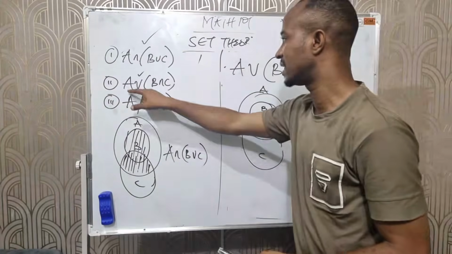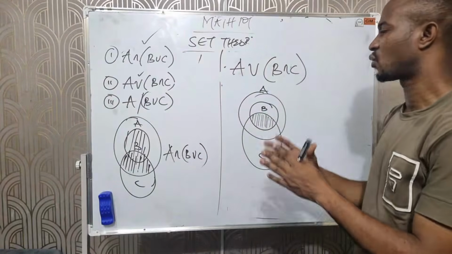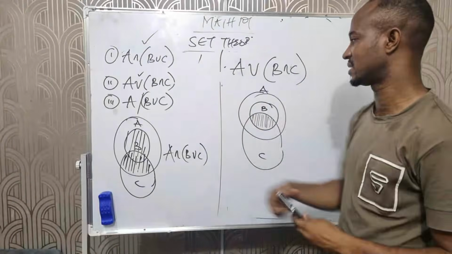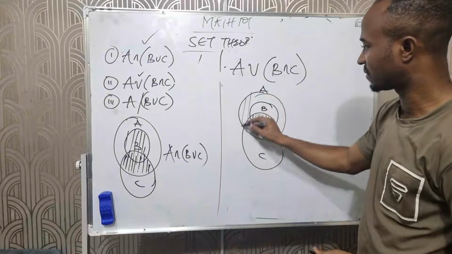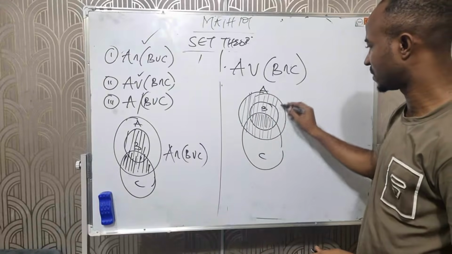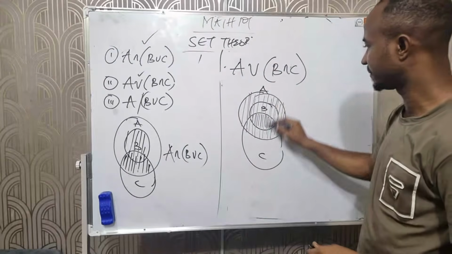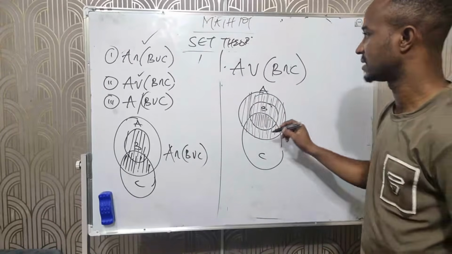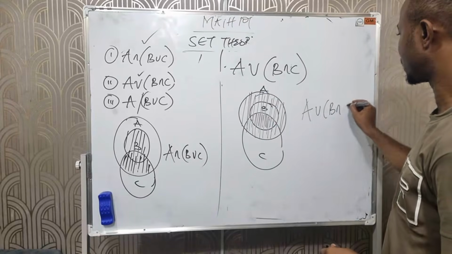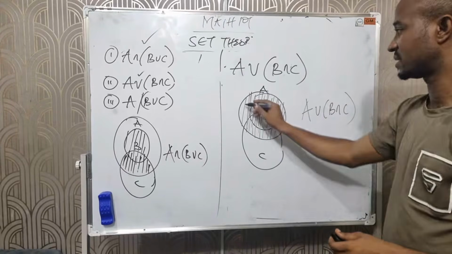But the question says A union, meaning I'm combining the entire value of A with B intersection C. That means I'm going to shade every part of A as well. So this is the region here that indicates A union B intersection C. This is how simple this can be.